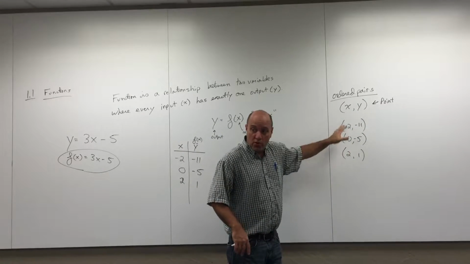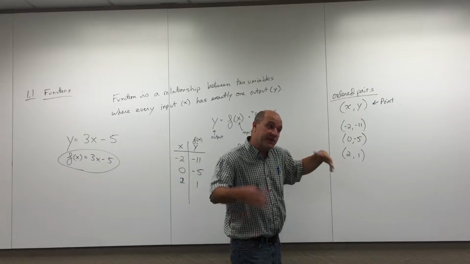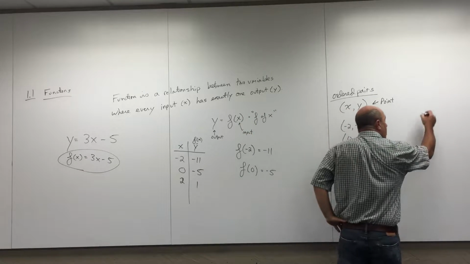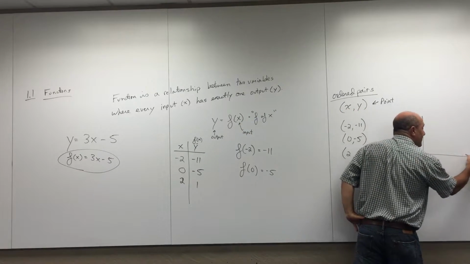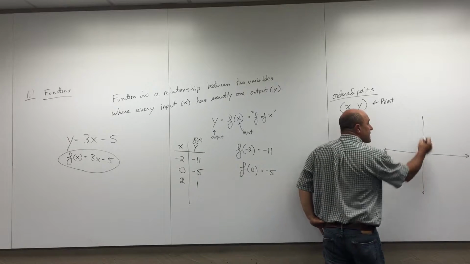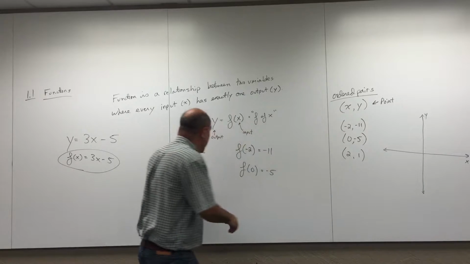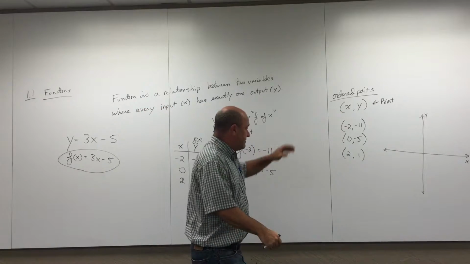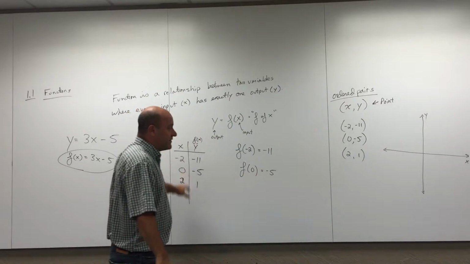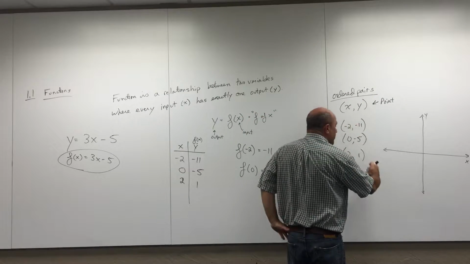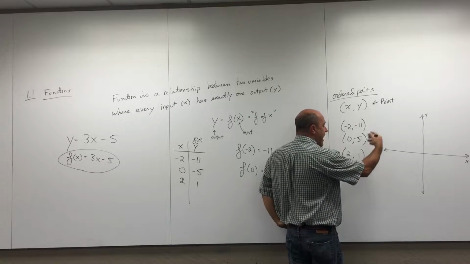But when you write it as these ordered pairs and you write it as these points, then you're tempted to graph it on a good old x and y axis. If you graph these points, there's millions of these points. I only plotted three here. I could keep going forever. But if I plot these three points and connect the dots, I have a graph.